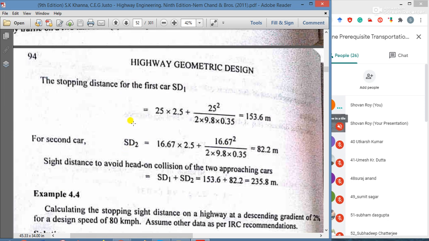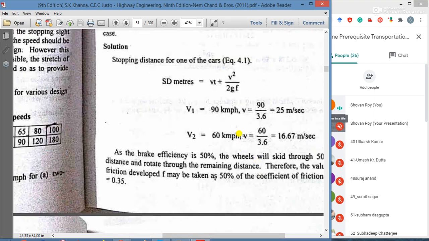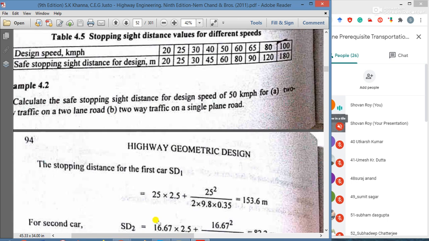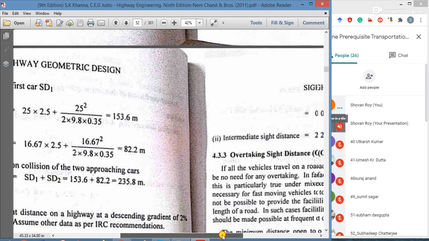For second car, SD2. For second car, we had converted 60 km per hour to 16.67 meter per second velocity. So velocity is 16.67 and the reaction time is 2.5, plus 16.67 square, v square by 2gf. 2 into g is 9.8, f is 50%, that is 0.35. So SD2 is 82.2 meter.